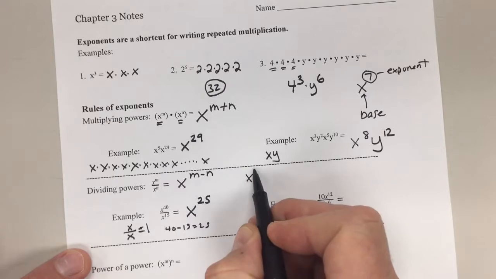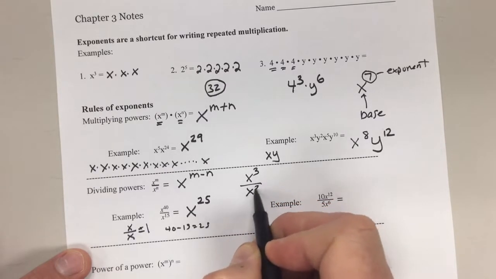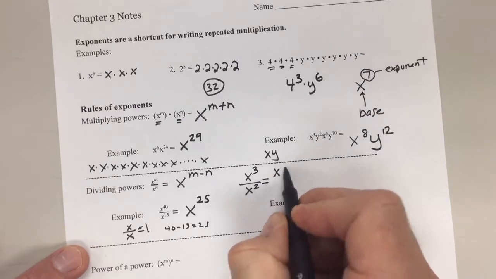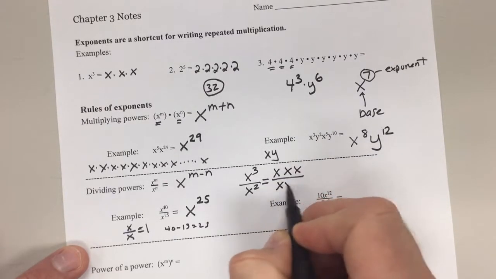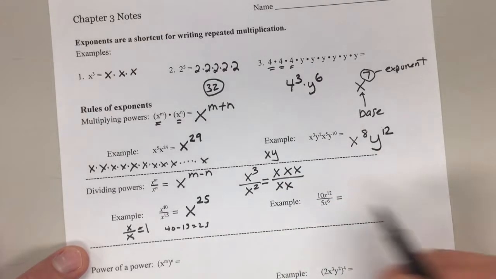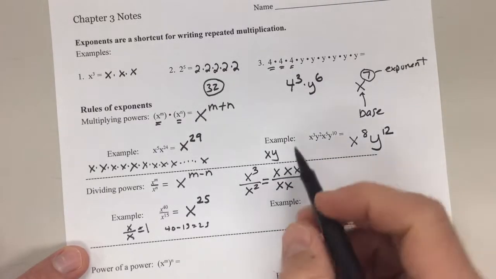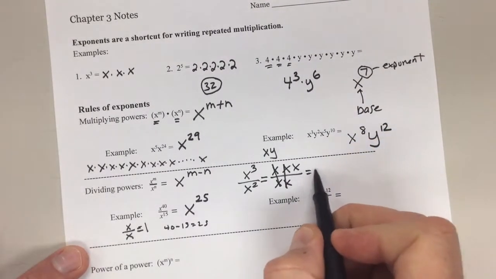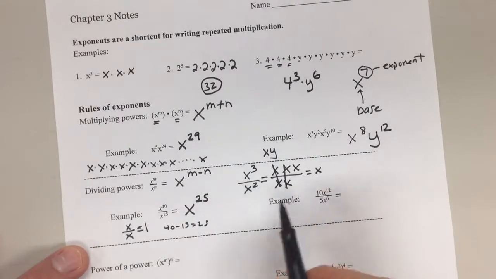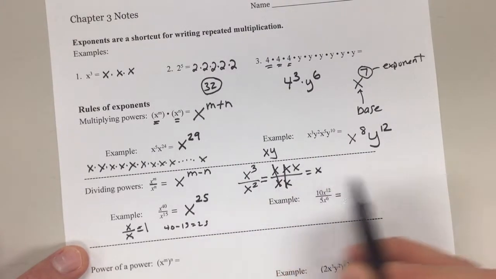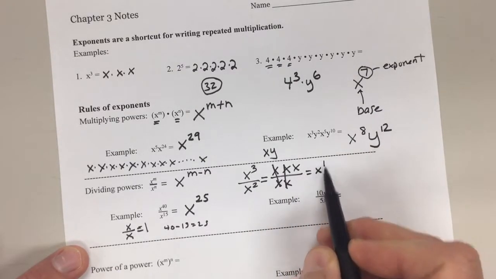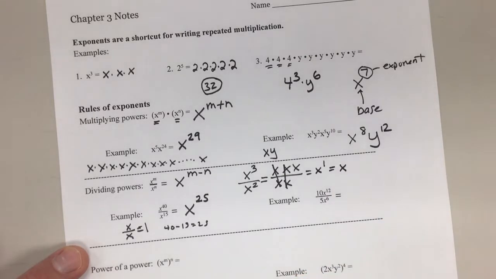Here's just a shorter example of what's happening here. If I had x to the third over x squared, what I really have here is 3 x's on top and 2 x's on the bottom. That would be written out in expanded form now. And every time I have an x and an x, I can cancel them out. So I'd be left with just x, because those would be gone. But the shortcut, instead of writing it all out and canceling, is just go 3 minus 2 is 1. And you don't have to write that 1. It's understood that it's there if you just write x.